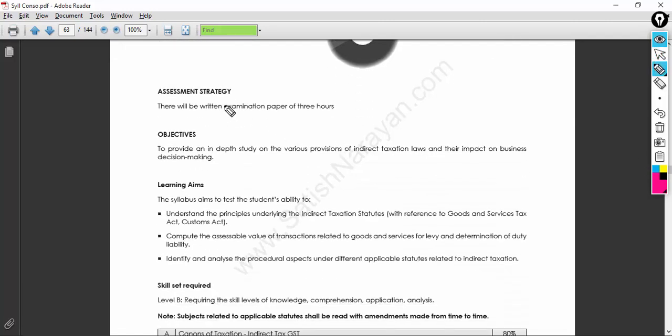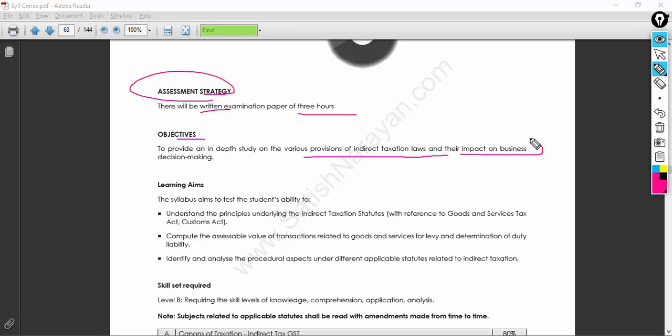So the assessment strategy applies to this one: a written examination for 3 hours. The objective is to gain a deep study of the various provisions of indirect taxation and their impact on business decisions. You are going to study this subject in such a way that you become an expert at taking a business decision. Guys, remember, business decision, not your personal decision. If you take a very good or great business decision, because of your one decision, many employees might be surviving in your organization. You become a leader.